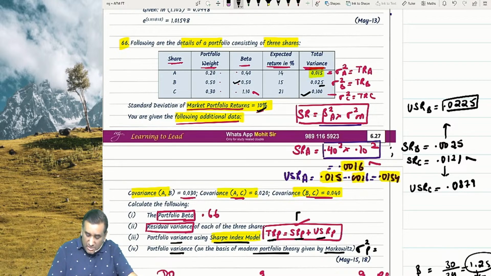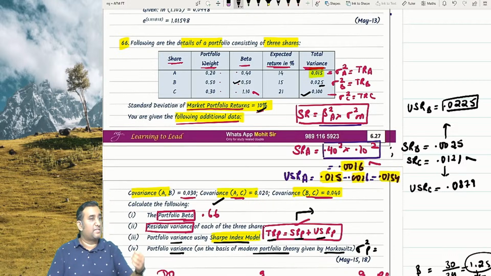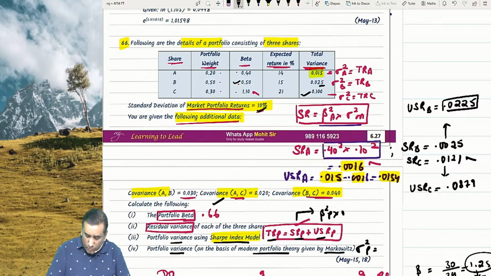Now, when we say systematic risk of portfolio, have you calculated the portfolio beta here? Basically, when you say systematic risk of A, you do beta square of A into standard deviation square of market. When I say systematic risk of B, you do beta square of B into standard deviation square of market. So this will be beta square of portfolio into standard deviation square of market.